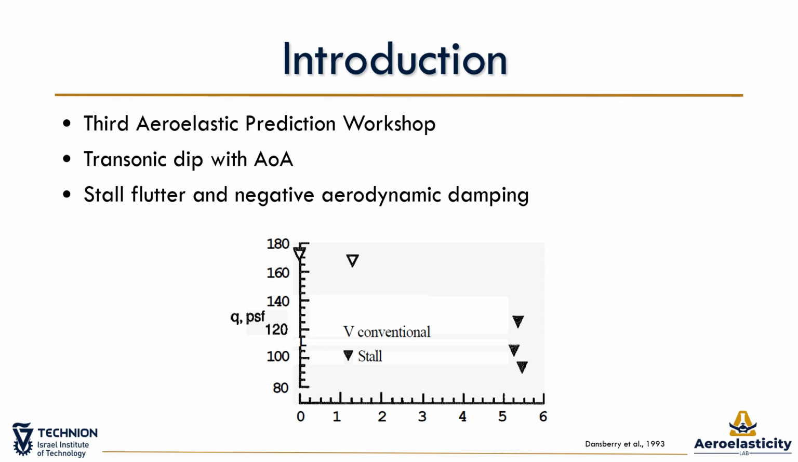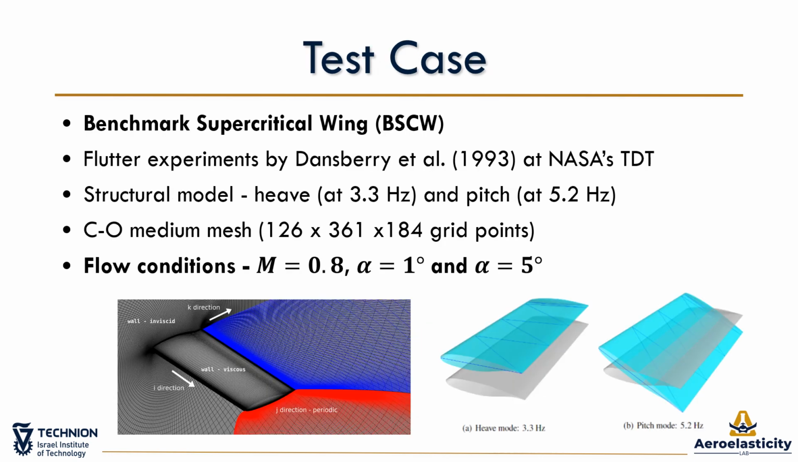The goal of the current study is to investigate the physical properties of the stall flutter mechanism of the BSCW at high angles of attack by coupled URANS aeroelastic simulations. Our test case is the Benchmark Supercritical Wing that was experimentally tested by Dansberry in NASA's Transonic Dynamics Tunnel. The structural modes of the wing are pure heave at 3.3 Hz and pure pitch at 5.2 Hz, as you can see in the right figure. You can see the computational mesh in the left figure.